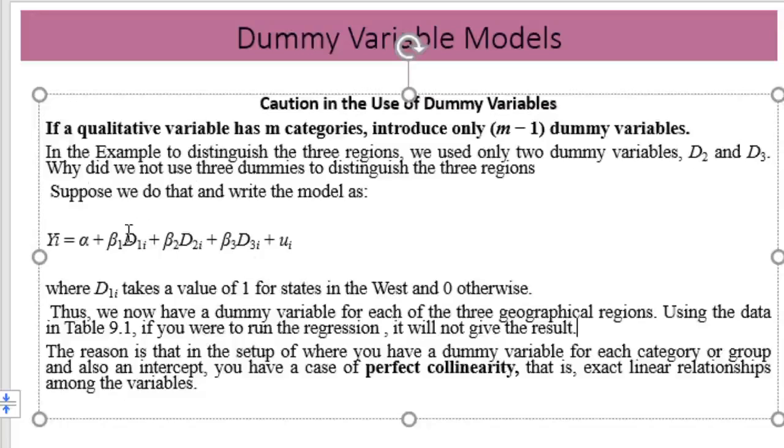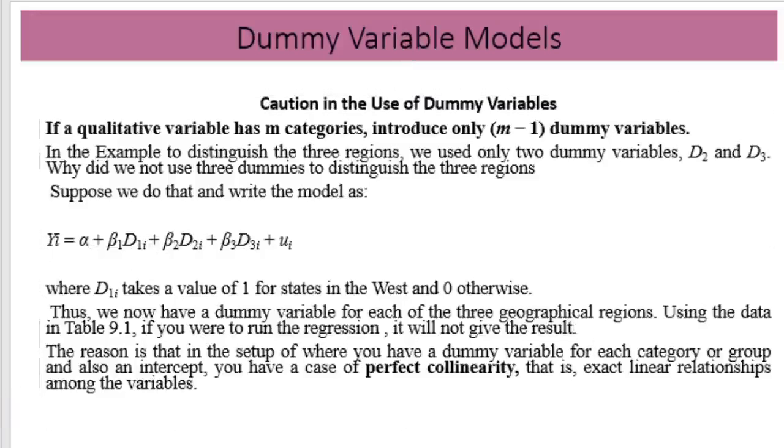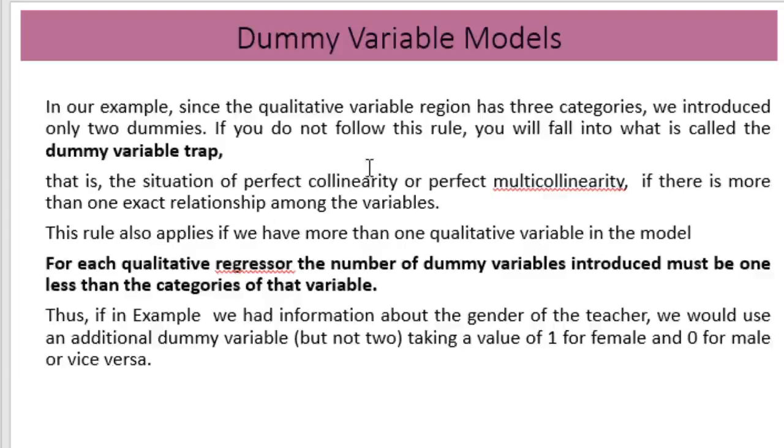That is, if we use three dummy variables for all the categories and an intercept also, then there will be a case of perfect collinearity. Therefore, we cannot get results from running this regression model. In our example, since the qualitative variable region has three categories, we introduced only two dummies. If you do not follow this rule, you will fall into what is called the dummy variable trap. That is the situation of perfect collinearity or perfect multicollinearity.